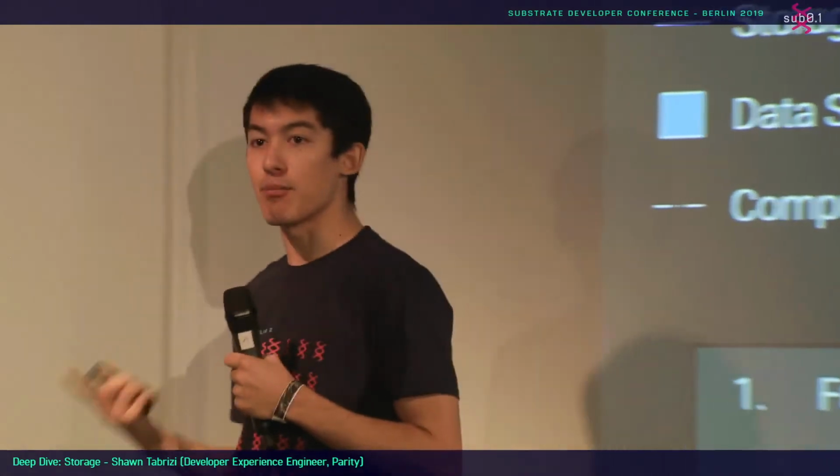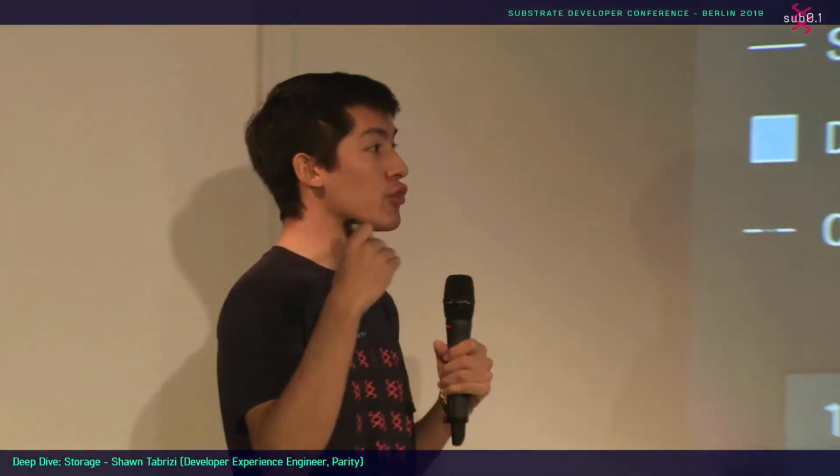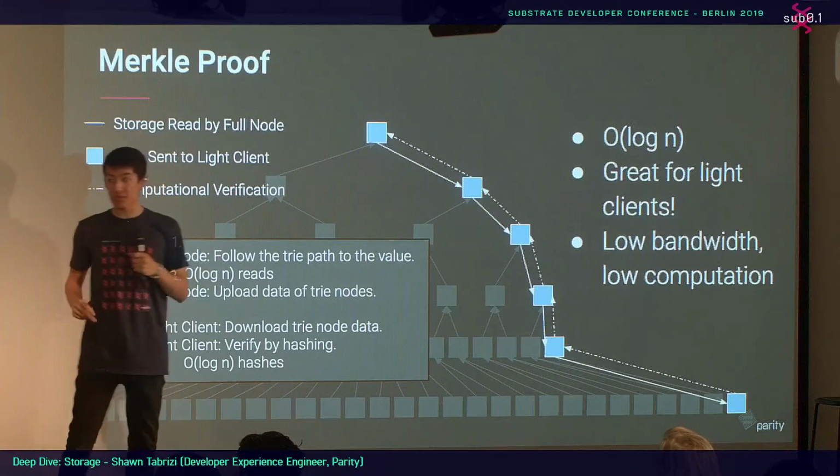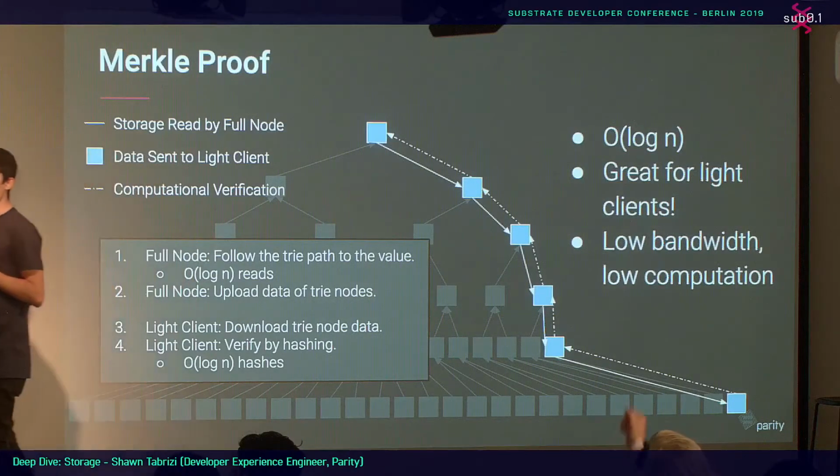It's great for light clients. This is the important part. Substrate is a light client first platform, and that's really important to achieve a decentralized, trustless world, right? When you want to do things like Merkle proofs, you get really great performance in a light client.